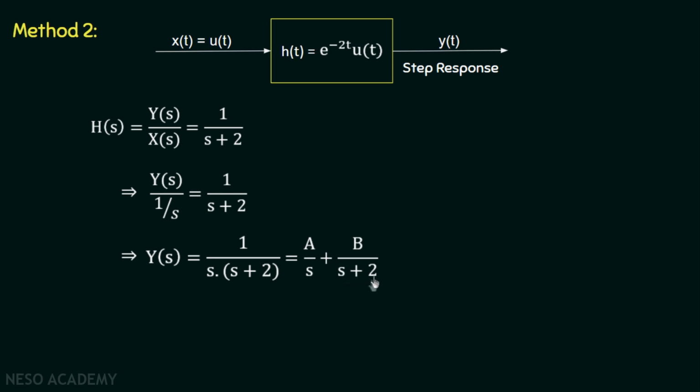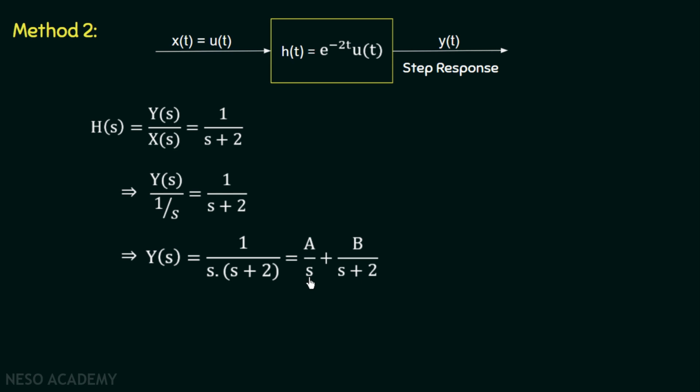over (s plus 2). So now if we want to find out the value of B, we will multiply (s plus 2) on both the sides and then we will substitute s equal to minus 2. And if we want to find out the value of A, we will multiply the factor s on both the sides and then we will substitute the value of s equal to 0. So basically, for B we put s equal to minus 2, and for A we put s equal to 0.